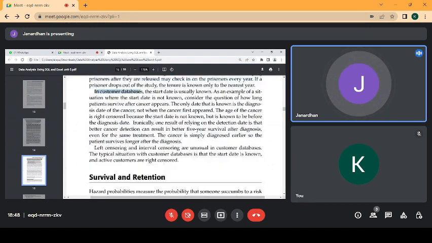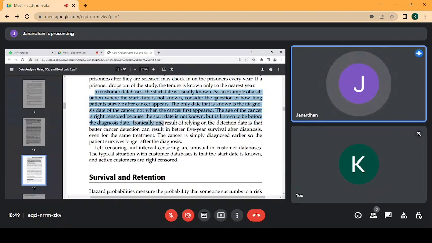In customer databases, the start date is usually known. As an example of a situation where the start date is unknown, consider the question of how long patients survive after cancer appears. The only date that is known is the diagnosis date of the cancer, not when the cancer first appeared. The age of the cancer is right censored because the start date is not known, but is known to be before the diagnosis date.